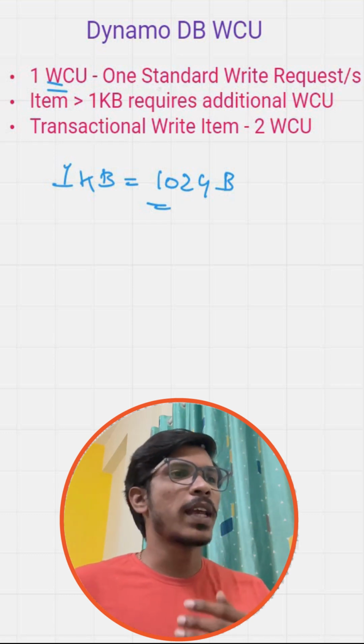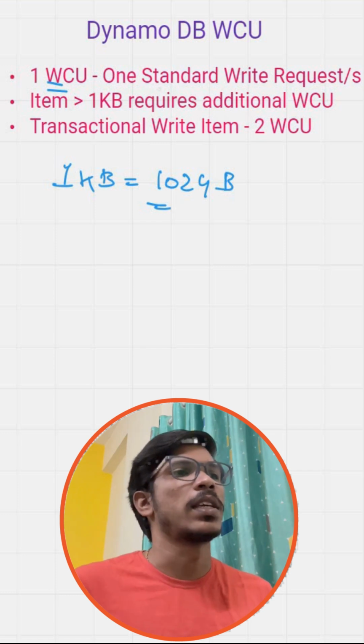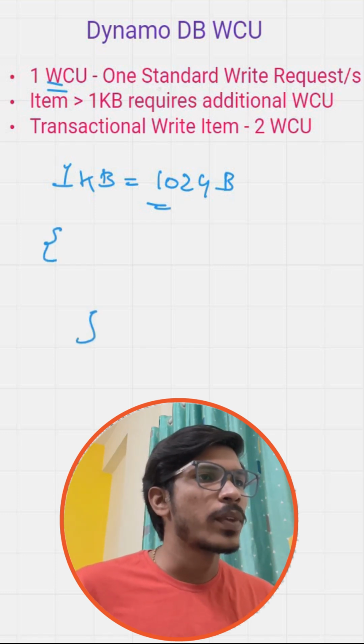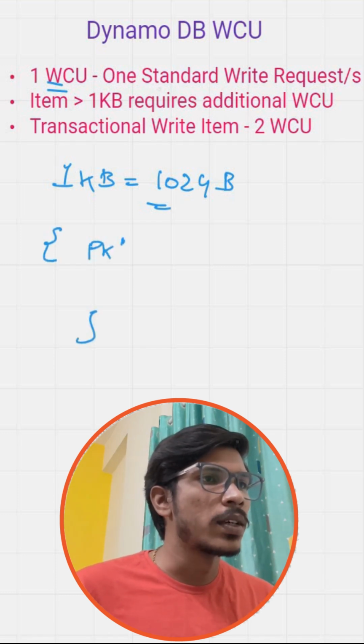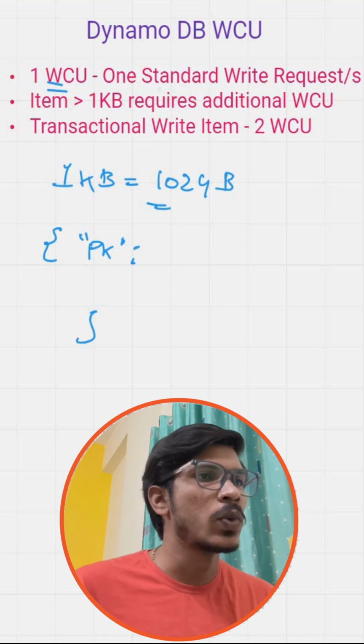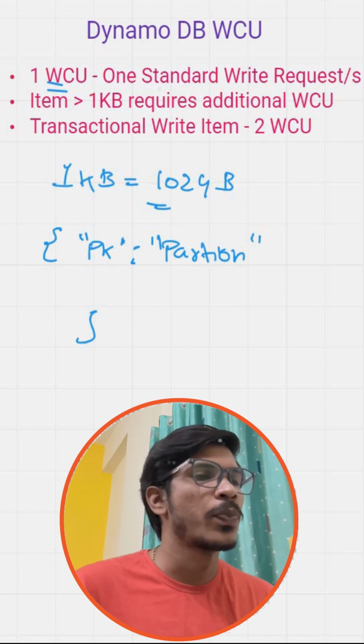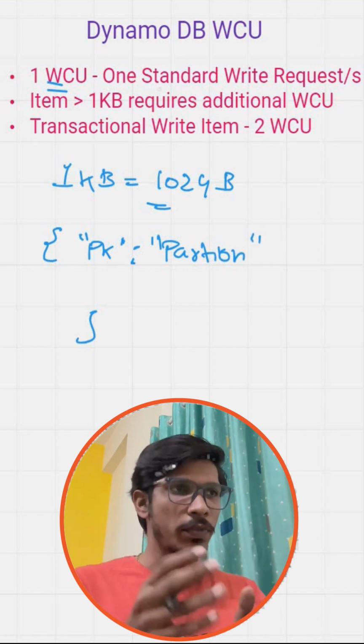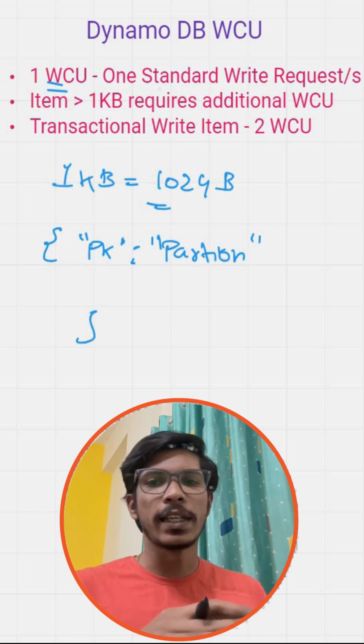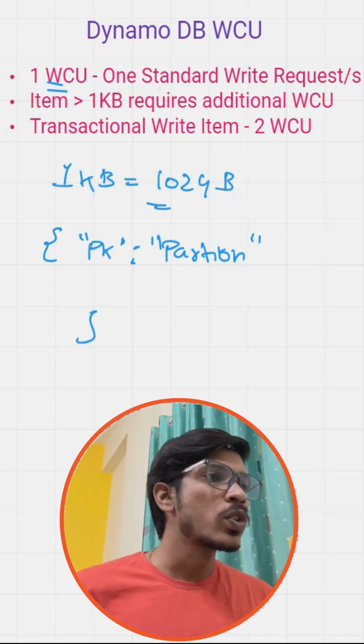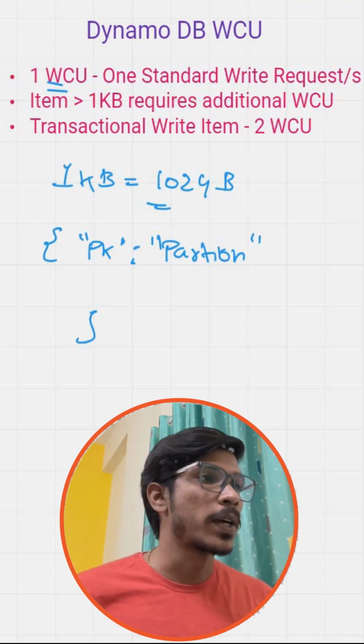Say for example, we have a data which has only the primary key. I'm just putting a JSON over here. The PK would be the attribute name, and the value is, say for example, partition key. If you want to calculate the size of this data, first we need to convert it into the DynamoDB JSON. So how does the DynamoDB JSON look for this particular data? Let's try to put it over there.